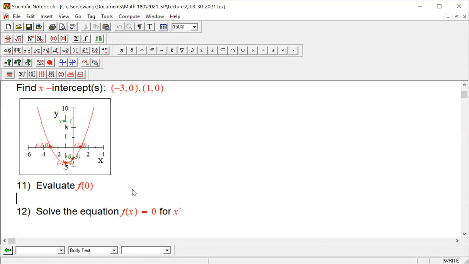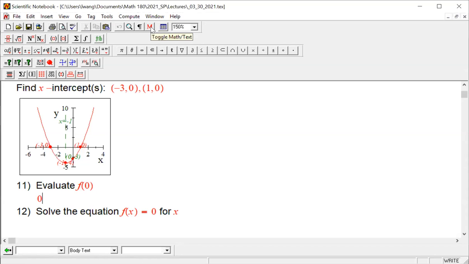Does anybody know? For number 11, you're making x = 0, and for f(x) = 0, you're making the equation = 0. Right. So in terms of input and output, what's the difference? Input is 0, output is 0. Very good. Did you guys see the reply in chat? Yes, the difference is whether the 0 is inside versus outside.